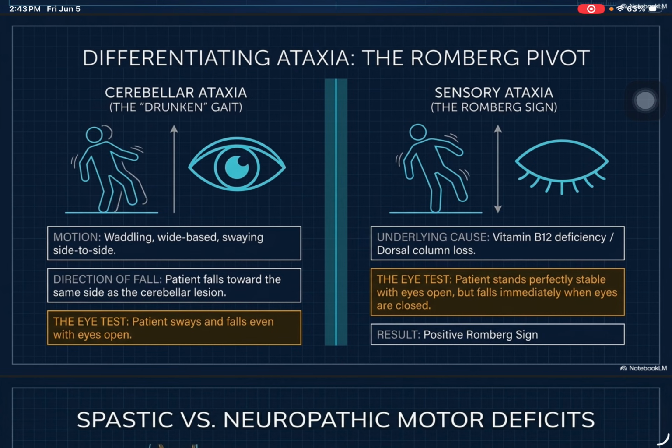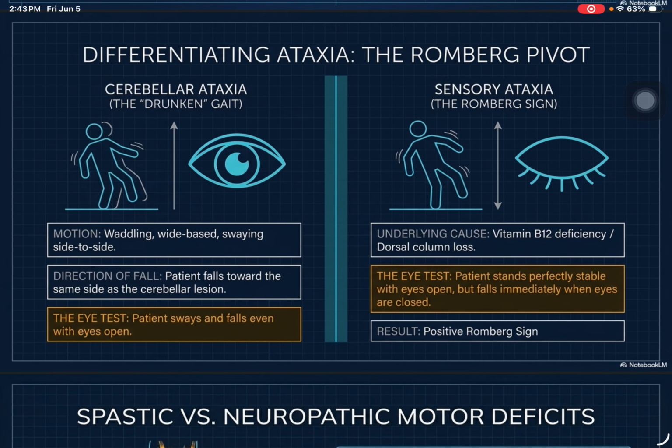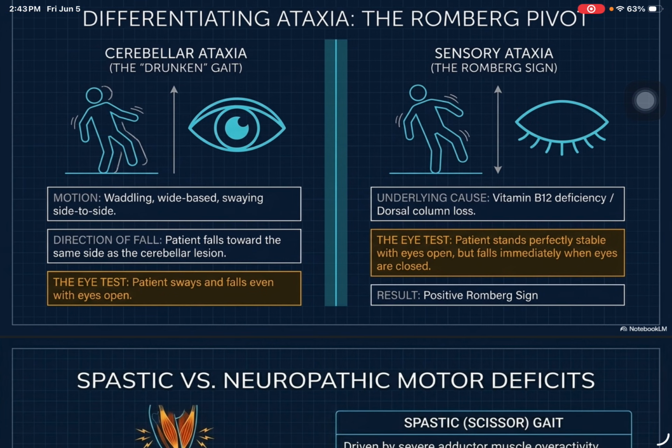In cerebellar ataxia, the patient can walk, but with a drunken gait, a lurching wide-based step, swinging right and left, and the patient falls towards the same side as the cerebellar lesion. The patient may swing or fall even with the eyes open. In sensory ataxia, the eyes are closed and the patient falls. With the eyes open, the patient doesn't fall. It's due to vitamin B12 deficiency or dorsal column lesions.